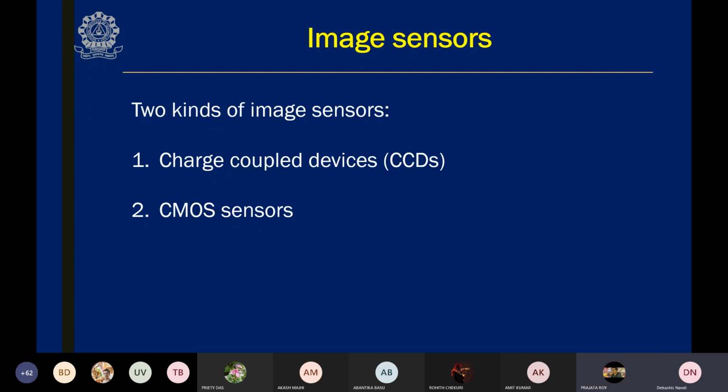So what is the full form of CMOS, sir? You don't know CMOS? Complementary metal oxide semiconductor. No, sir. I knew MOS, sir, because metal oxide, MOSFET.